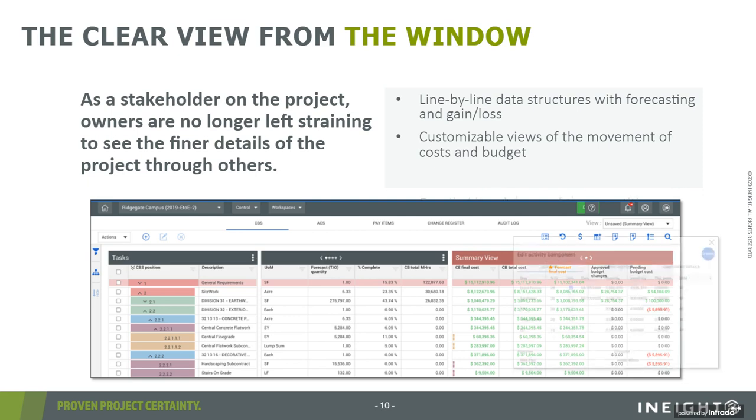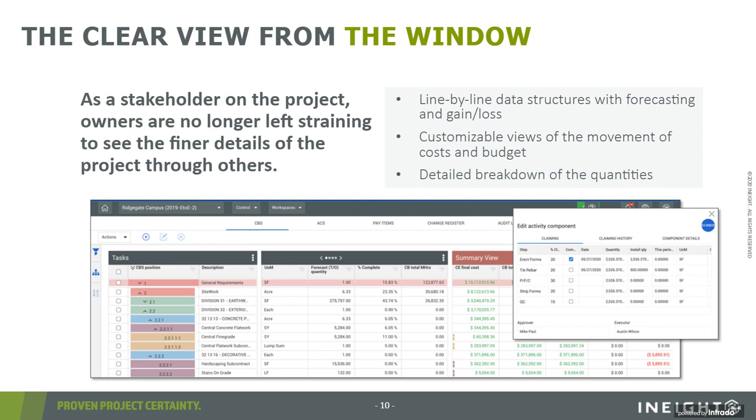And then finally, that detailed look at the breakdown of the quantities, not just where are we in cost, but where are we in our percent complete quantity-wise, and that aggregate of the two of them.